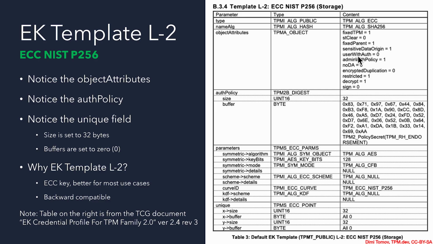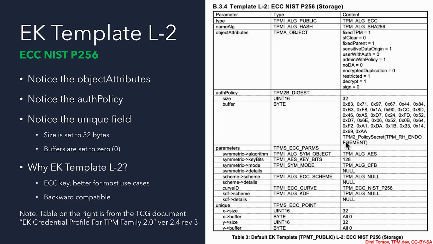Then we continue forward and we see user with auth is set to 0. This means that we cannot satisfy the authorization for this key. We cannot use that key by just providing a password. And then we have admin with policy flag set to 1. This means that we need to provide a policy digest to satisfy this policy. And if we go a bit further, we see auth policy being set to 32 bytes. And here's the policy digest.